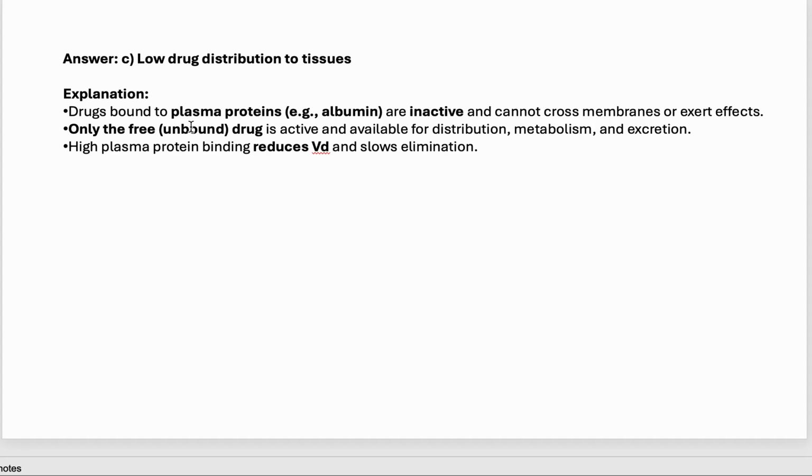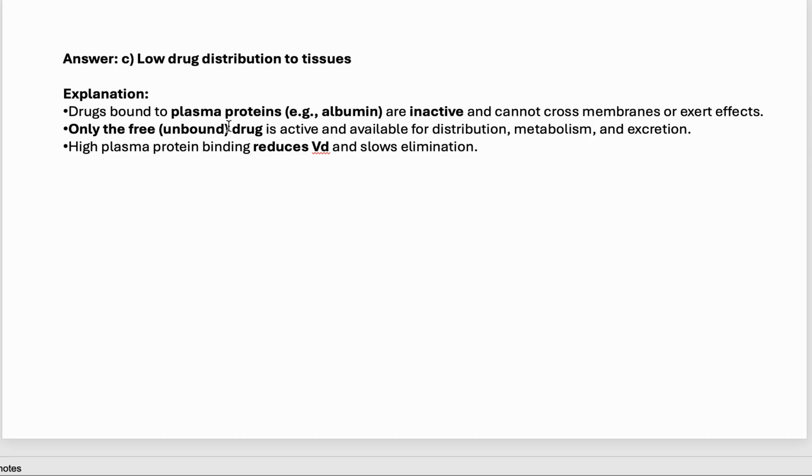So drugs that bind to plasma protein are inactive and they cannot cross membranes or exert effects. The ones that are distributed have a high probability of reaching the target, and once they reach their target, they are metabolized, and after metabolism, they are excreted.